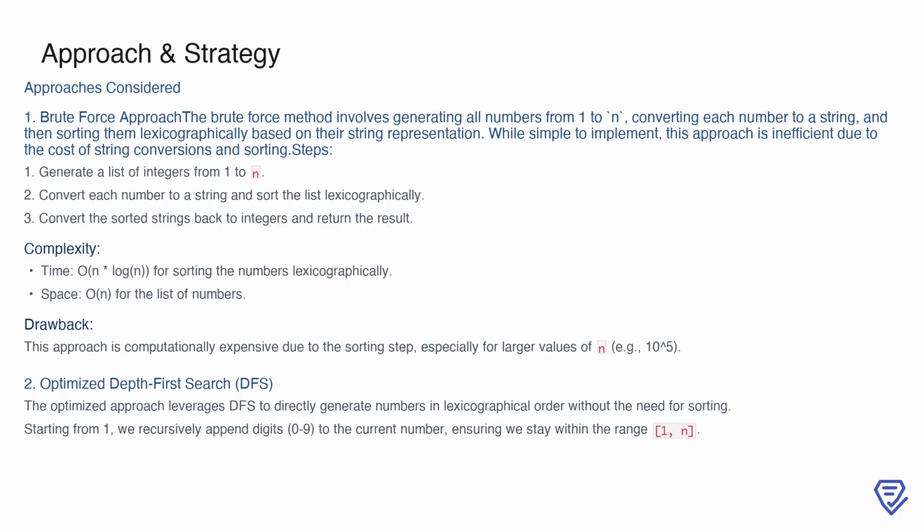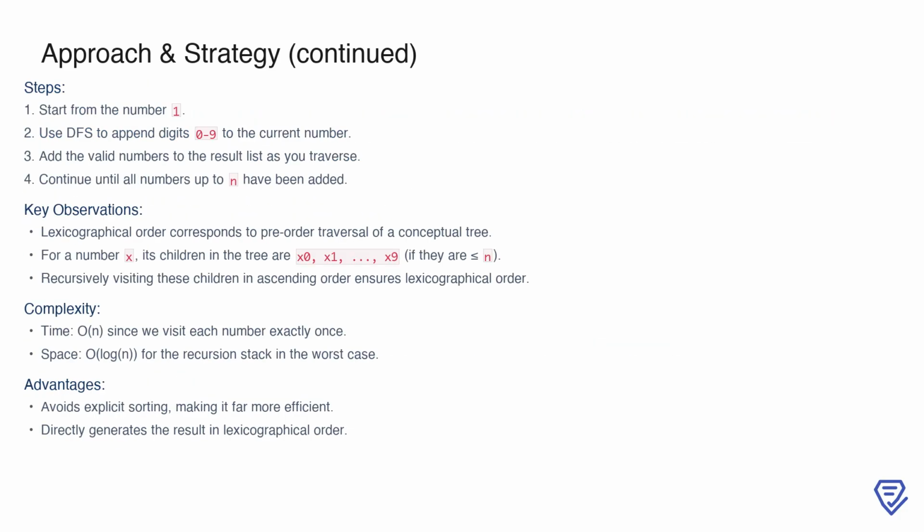This approach allows us to generate the result directly in lexicographical order without relying on sorting, making it far more efficient. The optimized DFS approach starts by generating numbers in lexicographical order directly. To do this, we begin with the number 1 and recursively append digits 0 through 9 to the current number, provided the resulting number stays within the range from 1 to n. At each valid step, we add the number to our result list. This process continues until we have traversed all numbers up to n. A key insight here is that lexicographical order corresponds to a pre-order traversal of a conceptual tree.